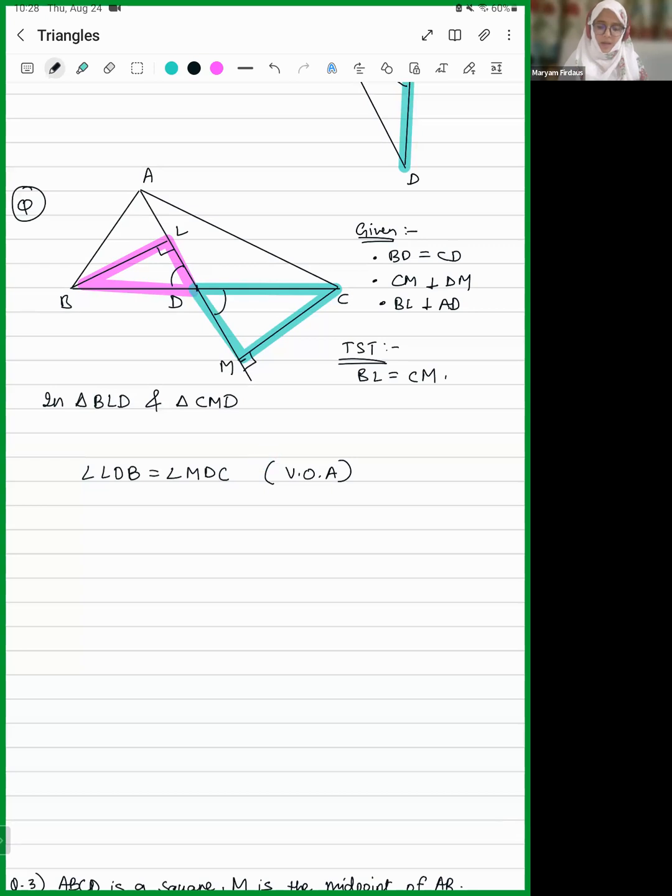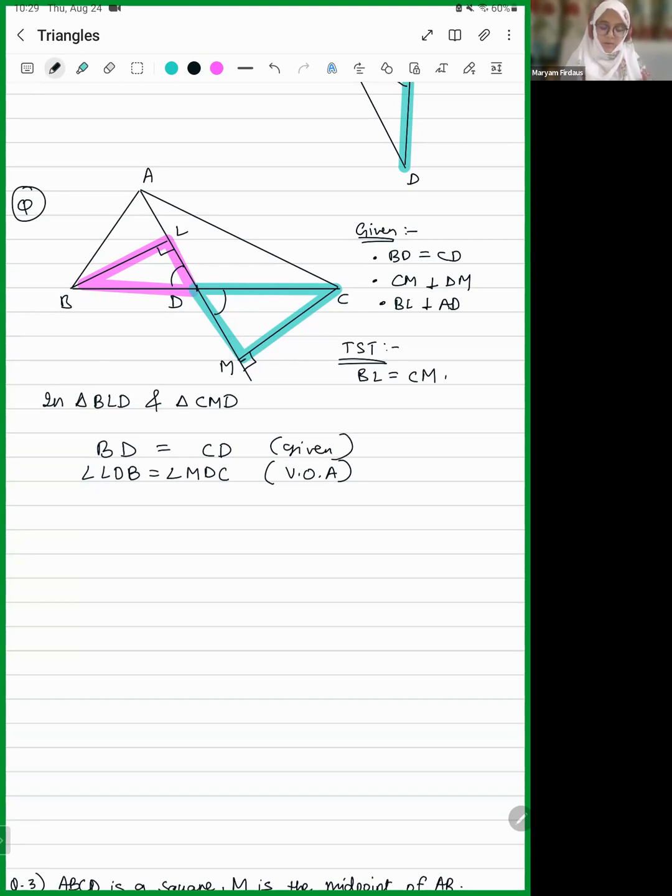Just a minute. No, no, no. First, let's try it. Acha, just a minute. You have this condition that is already given, na? BD is equal to CD. So can we make use of that condition? BD is equal to CD, given.